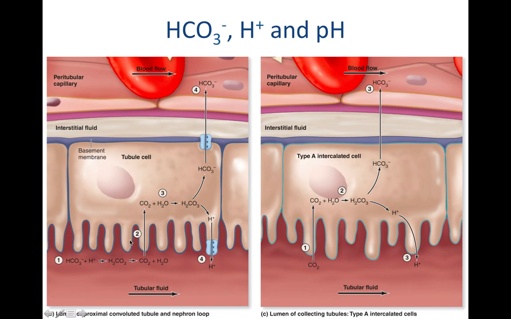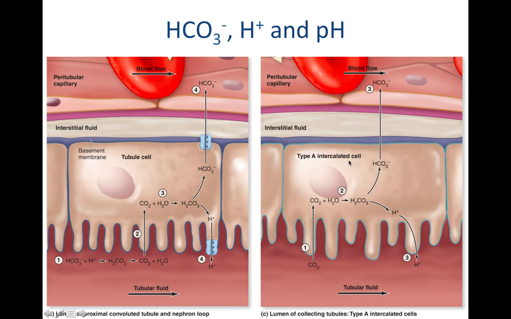Here is what's occurring in your proximal convoluted tubule cells compared to a type A intercalated cell, which is located later in the tubule. So this picture on the left is looking at the same things that we were looking at before. You see our equation occurring in the tubular fluid. Bicarbonate plus hydrogen ion makes carbonic acid, which dissociates into carbon dioxide and water. Carbon dioxide diffuses into the cell, combines with water, turns into carbonic acid. You want to move out the hydrogen ions here, and then save that bicarbonate and move it into your blood.